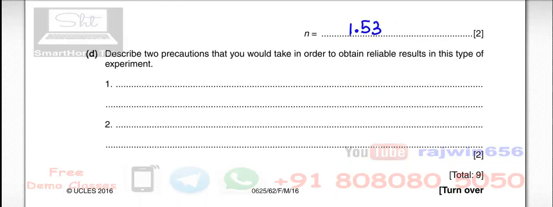The next part is: describe the two precautions that you would take in order to obtain reliable results in this type of experiment. What are the two precautions that we are going to take? Take readings twice, thrice.